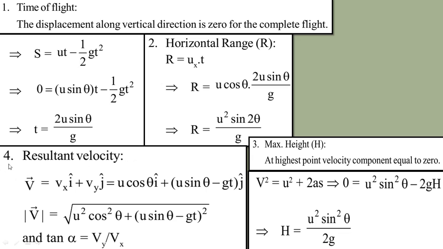So the resultant velocity v bar is equal to vx i bar plus vy j bar, where i bar and j bar are the unit vectors in the x and y directions. So it is u cos theta i bar plus (u sin theta minus gt) j bar. The magnitude of v is equal to square root of u square cos square theta plus (u sin theta minus gt) square. For the direction of the resultant velocity, we calculate alpha, where tan alpha is equal to vy divided by vx.